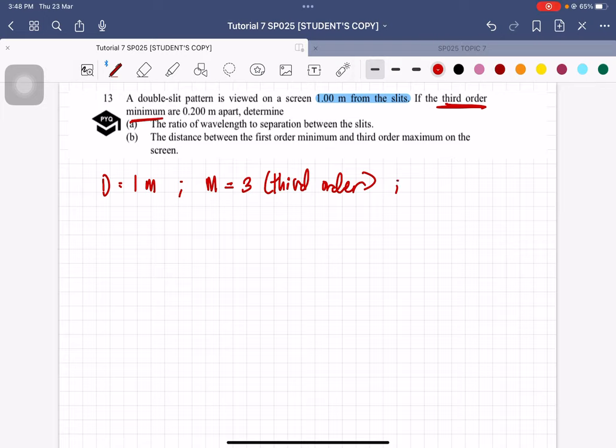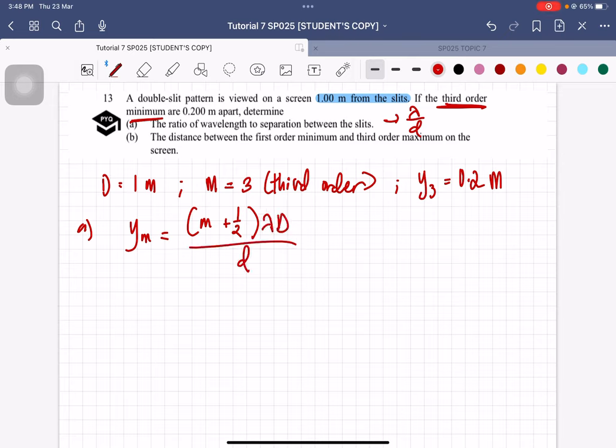So they are 0.2 meter apart. If the third order minimum are 0.2 meter apart, that is Y3 equal to 0.2 meter. So we have to determine the ratio of wavelength to separation, that is basically lambda over d lah. Right, so the formula that we are using is Ym equal to M plus half lambda D over d. So we want lambda over small letter d, and this one is just M plus half capital D.